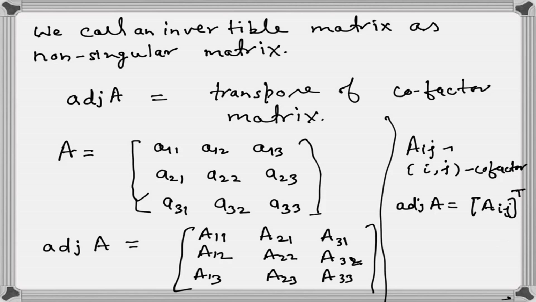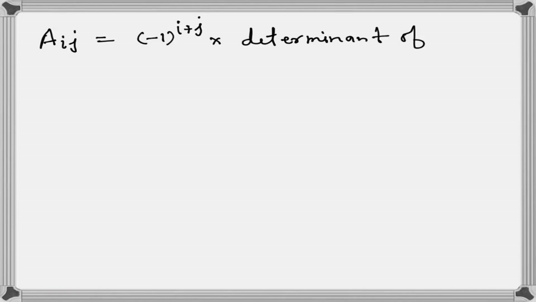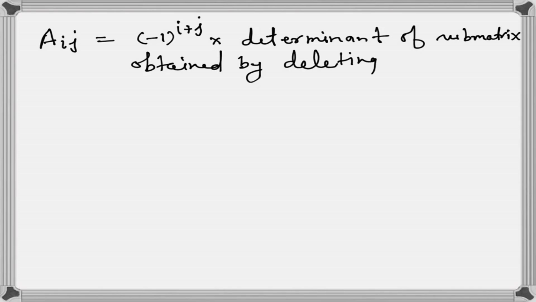Now the question is, how do we compute these cofactors? In general, Aij is nothing but minus 1 to the power i plus j into the determinant of the submatrix obtained by deleting the ith row and jth column.